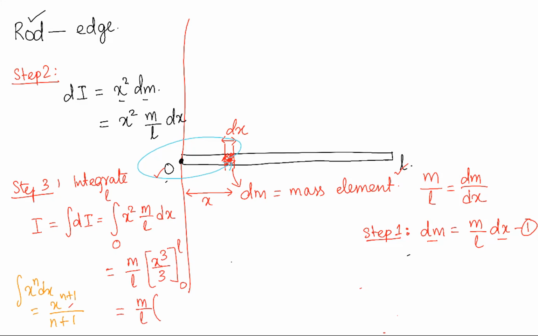So how much is the value? M by L. Put the first one inside. So you'll get L cube. Okay. Put the next one inside, the lower one inside. That you will get 0. So the answer is M divided by 3L into L cube, which is how much? ML square divided by 3. समझ में आया? The moment of inertia of a rod about the edge is ML square by 3.